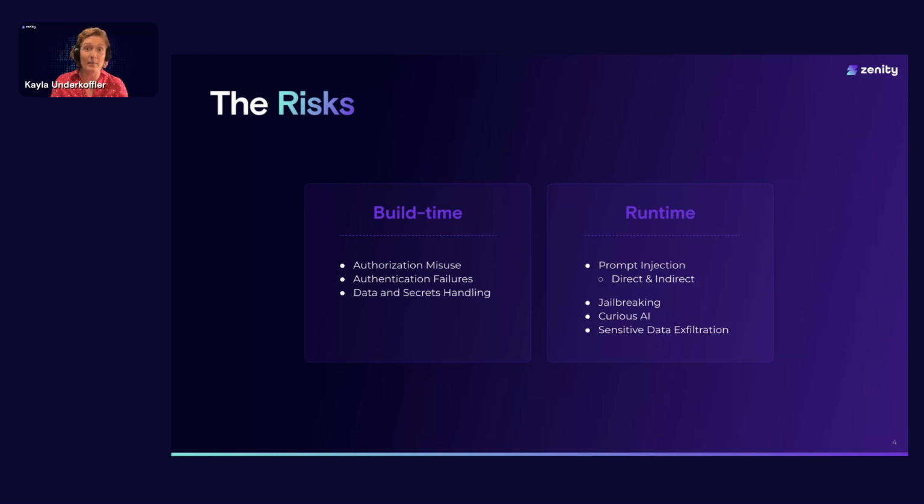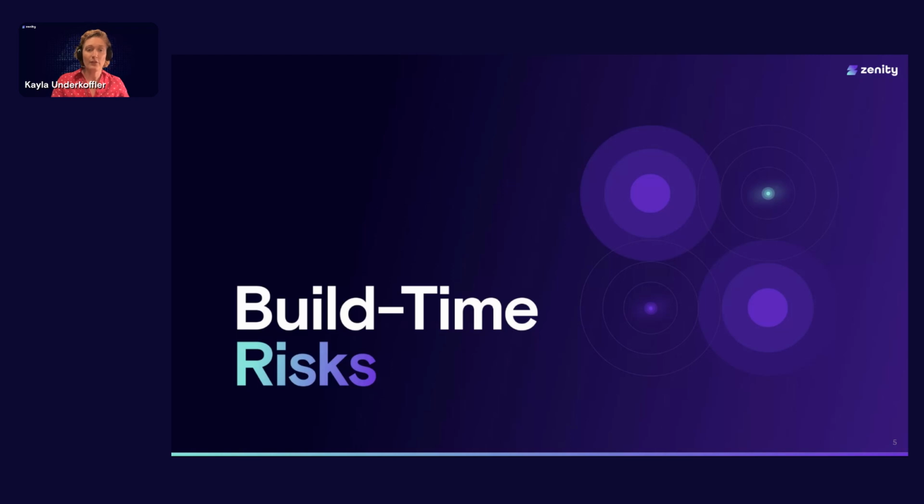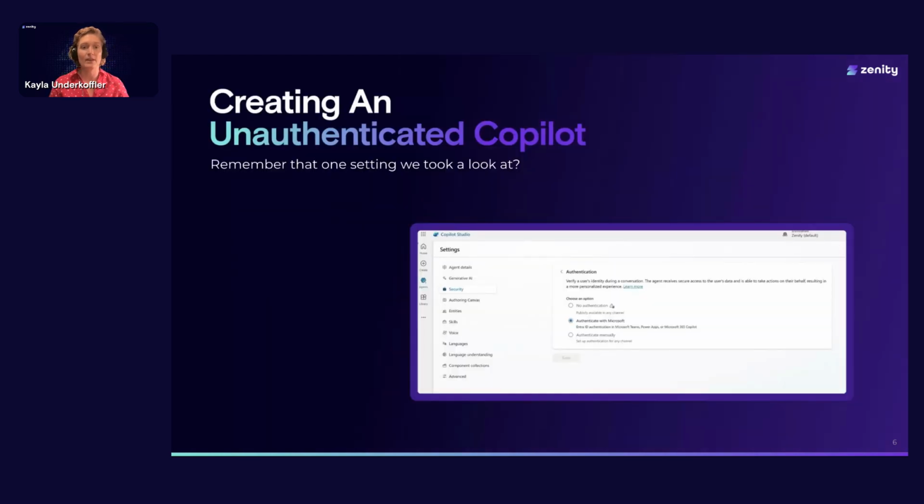So let's get into some examples, add some context. And along these, it's very helpful to think back to the example, the agent that we just created, and how these will actually turn out in an agent running around in the environment. So build time risks first, the choices that we're making as we're creating this agent. So remember that one setting that I said is important and it's a radio dial? Yeah, that's all about authentication, right?